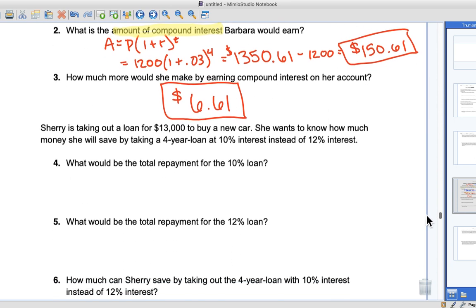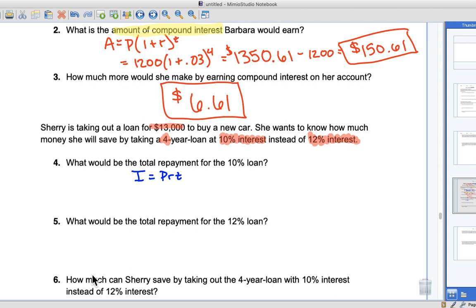All right, Sherry is taking out a loan for $13,000 to buy a new car. She wants to know how much money she will save by taking out a 4-year loan at 10% interest instead of 12% interest. So we just talked about this. It doesn't say anything about simple or compound. So what do we use? Simple, which is I equals PRT.